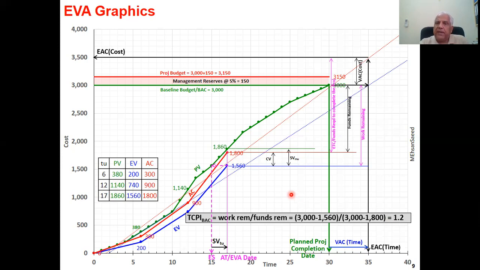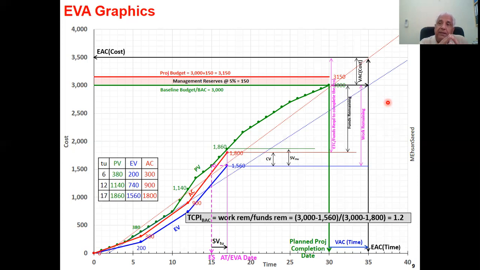What if you are provided with these 500 rupees extra? Now, how much funds will you have if you are given this variance at completion, which is an extra 500, as indicated in the graph? Then how many funds do you have now? 1,200 plus 500, 1,700.